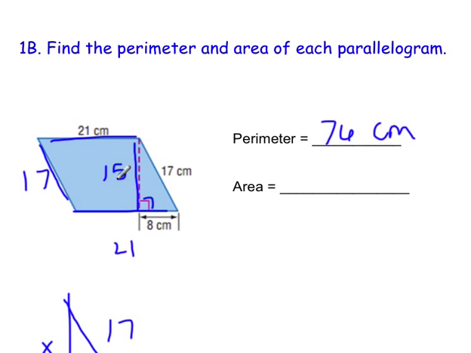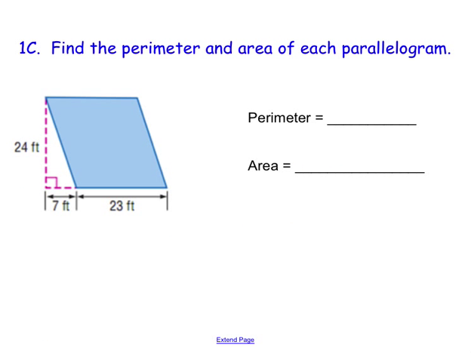So then my area is going to be my base times my height. So 21 times 15, which is 315, and then we're going to write that as centimeters squared. Remember that area then is always squared. Now let's take a look at letter C. So for letter C, we know the height is going to be 24.